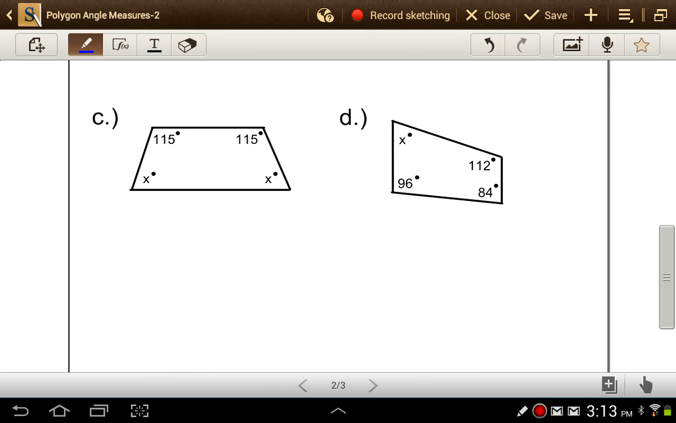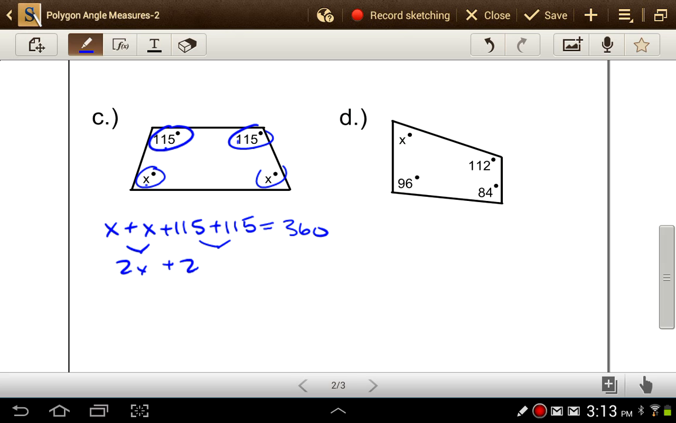For quadrilaterals, it's going to be four angles that add up to 360. So I'm going to take my four angles and add up to 360. Now I'm telling you these are both x's, which means that they are the same. So I'm going to do x plus x plus 115 plus 115 equals 360. That's my one, two, three, four angles that I have on my shape. I'm going to combine like terms. So that's going to be 2x, and that's going to be 230. And that equals 360.